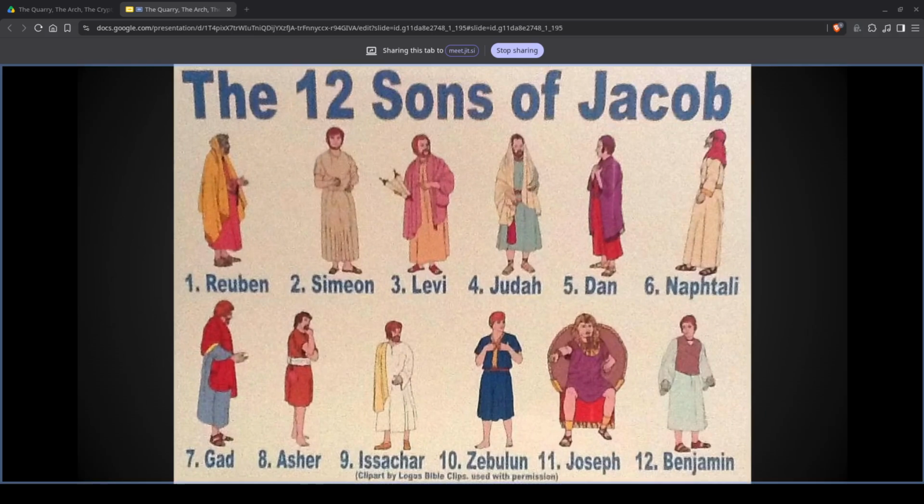If we read the book of Genesis, chapters 29 and 30, they outline the birth of the 12 children of Jacob. The first four are Reuben, Simon, Levi, and Judah, born to Leah. Dan and Naphtali were next born to Bilhah, followed by Gad and Asher, born to Zilpah. Issachar and Zebulun, again, were born to Leah, and finally Joseph and Benjamin, born to Rachel.